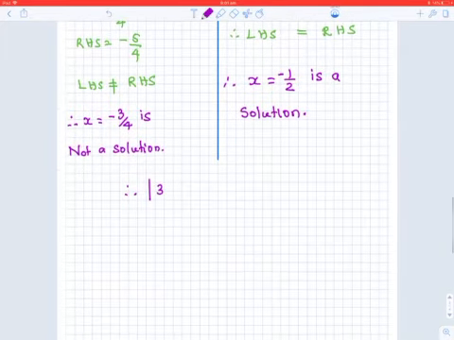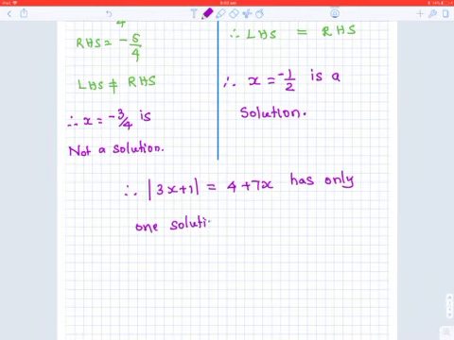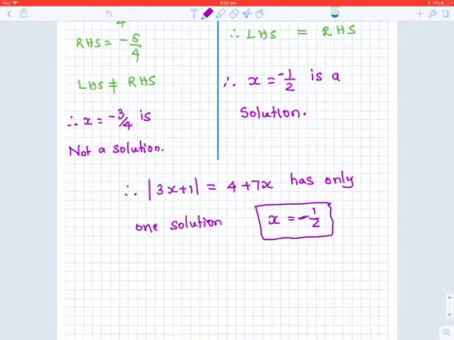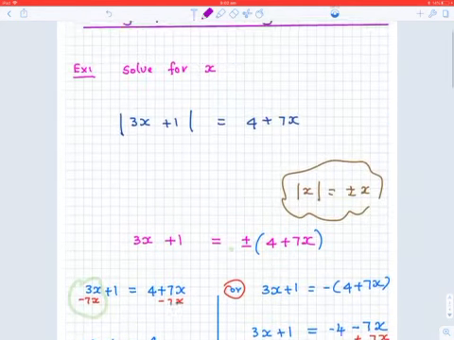So therefore this equation, absolute value of 3x plus 1 equals 4 plus 7x, has only one solution, that is x equals negative half. Okay, this is the only solution, x equals negative half.